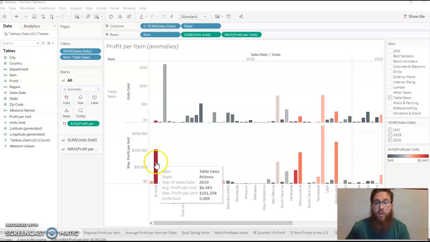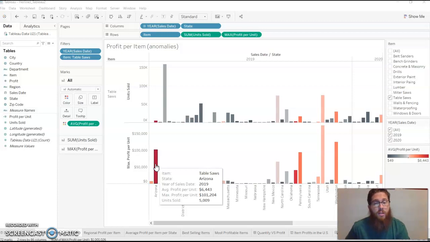If we look over here, we can see that in Arizona, we sold table saws. The average profit per unit of a table saw was $6,443 in the state of Arizona, but the maximum profit was $101,000. That is a huge difference between the amount of profit made selling the same item in the same state.